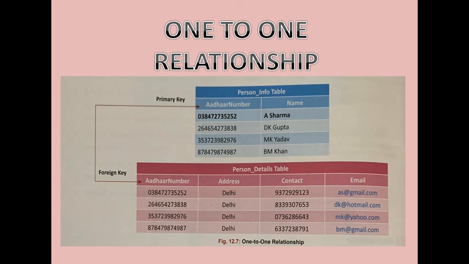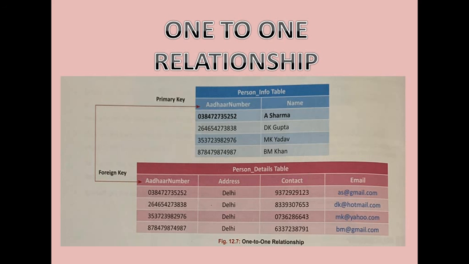Which one is the child table and which one is the parent table? So questions can come, and you have to identify it in that way only. So in this scenario, what kind of relationship is it? That is a one-to-one relationship. The Aadhaar number field is the primary key in the person info table and the foreign key in the person details table.